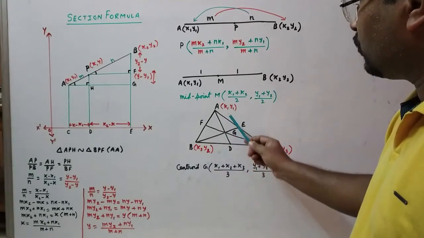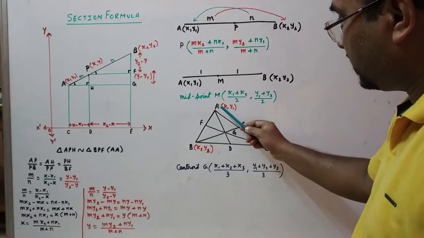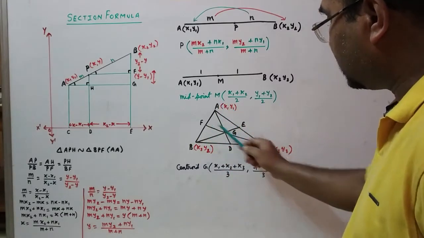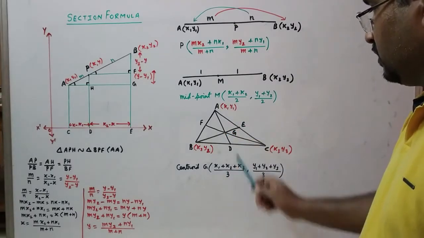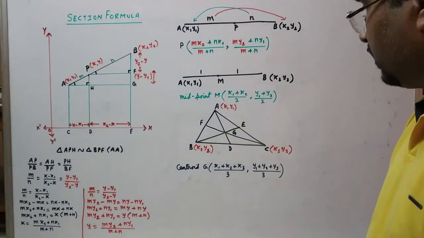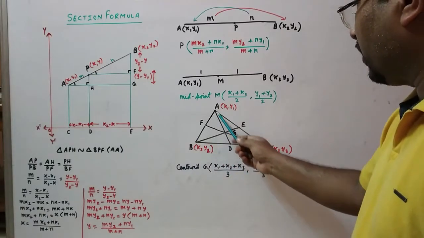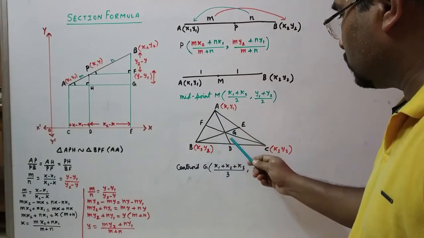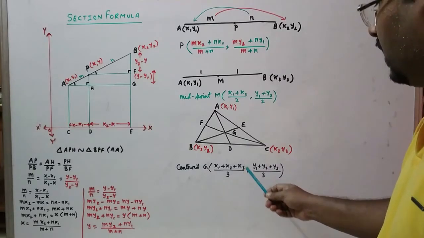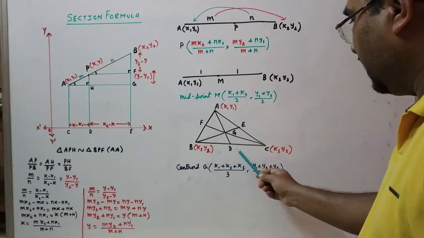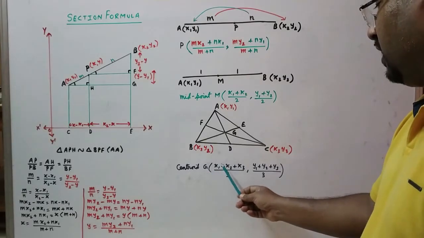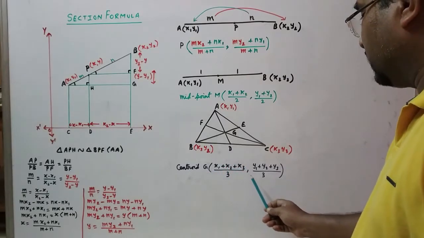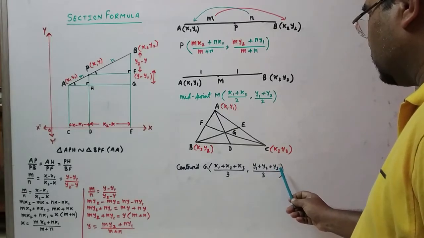Then another one I have to know is, if I have a triangle ABC, and AD, BE and CF are the medians, then G becomes the centroid. So how to get the coordinate of the centroid? Remember this, that the centroid divides the median in the ratio 2:1. So using that and getting the midpoint, the formula ultimately comes as: the centroid is denoted as G, x1 plus x2 plus x3 by 3 and y1 plus y2 plus y3 by 3.